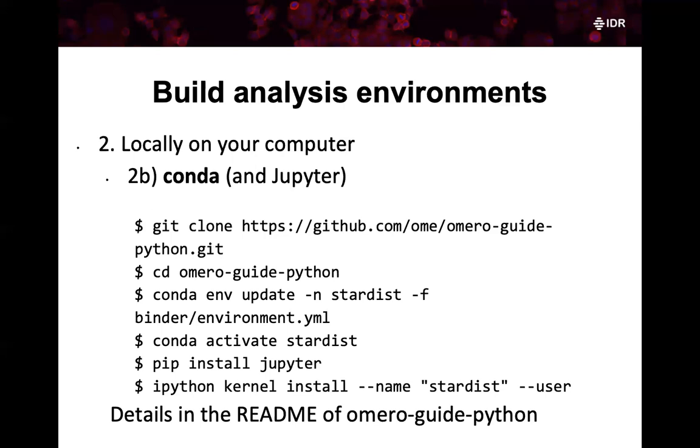Lastly, you can use Conda for the local build. Again, this starts with cloning the repository and cd-ing into it. This command builds a new Conda environment called idr-analysis, according to the environment YAML recipe. You will activate it and you might choose to install Jupyter or simply run the scripts as already mentioned. And again, details are in the README of omero-guide-python.